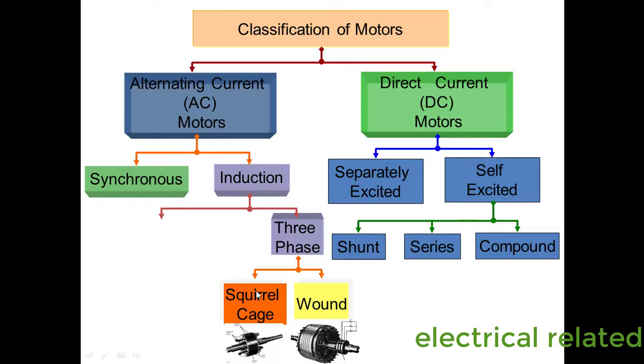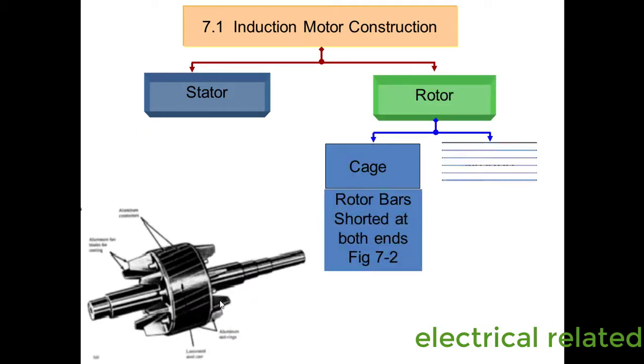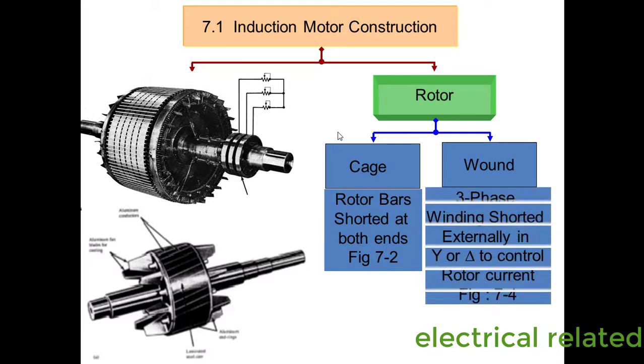Here you can see the picture of a squirrel cage rotor, and a picture of a wound rotor of an induction motor. Here you can see the construction of the induction motor as I explained earlier. Here is the rotor of the induction motor, and the induction motor has two types of rotors. First is the squirrel cage rotor, and second is the wound rotor.